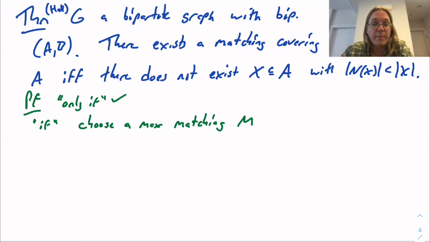I'm trying to show there's a matching covering A. If M covers A, then we're done. So we can assume that it doesn't. So I can choose a vertex U that's in the set A that's not covered by M.